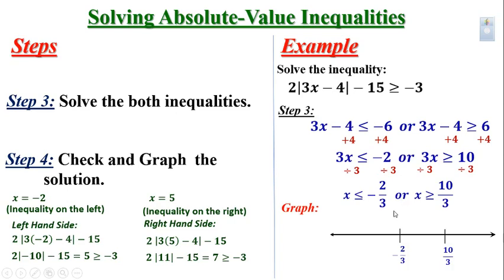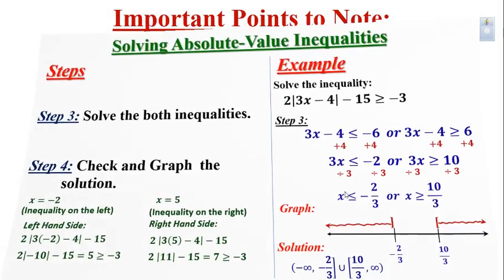To graph that, I would graph the negative 2/3 to the left and shade that with a bracket because it's a less than or equal to, and positive 10/3 to the right because it's a greater than or equal to and a bracket. So my solution then is the region to the left of negative 2/3 or to the right of positive 10/3. In interval notation, negative infinity to negative 2/3 bracket union 10/3 to infinity. And remember, infinity always uses parentheses.